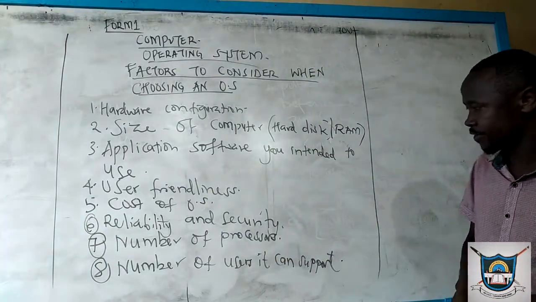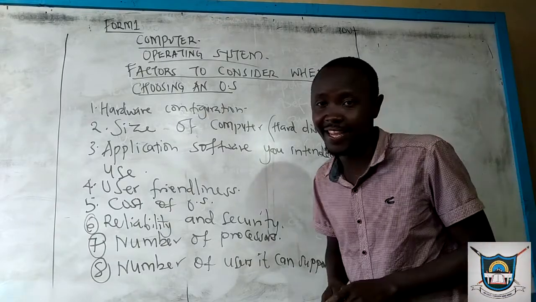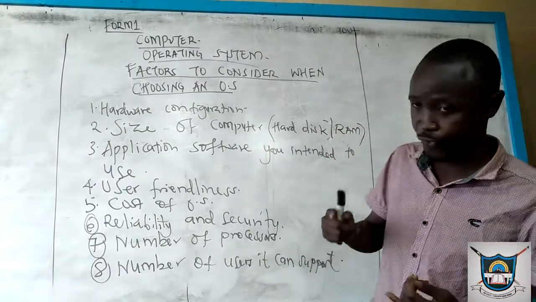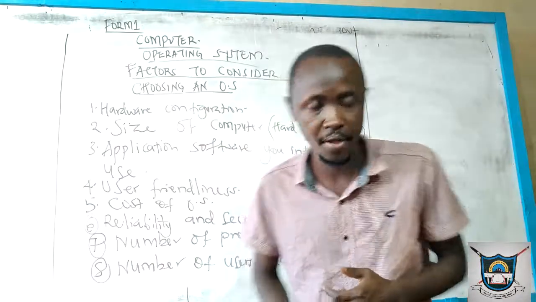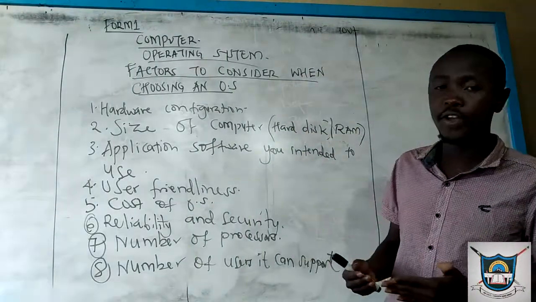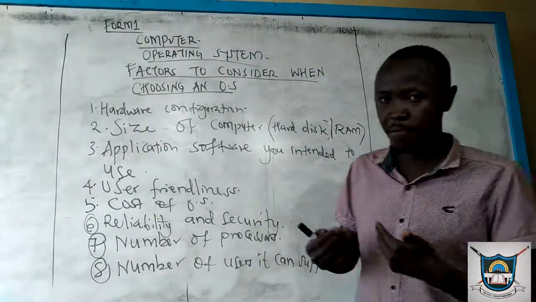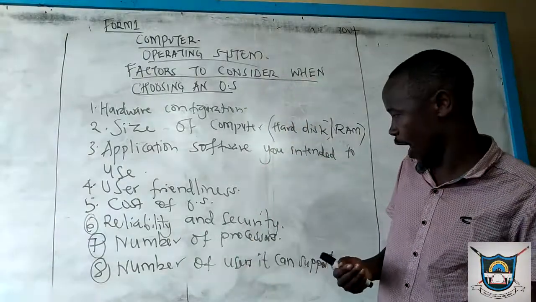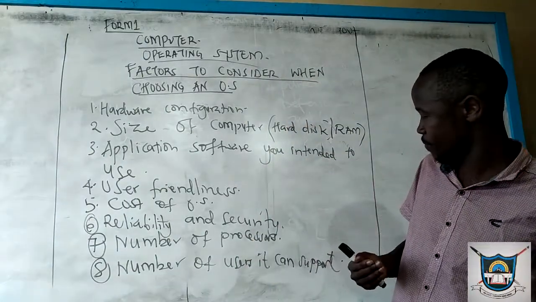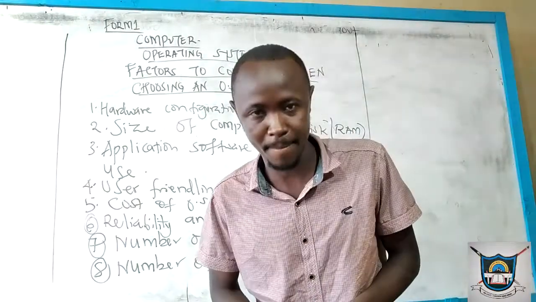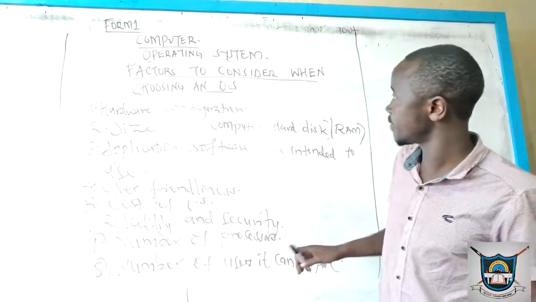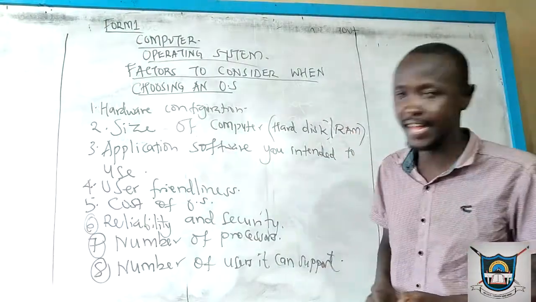And last but not least, the number of users it can support. We talked of single user and multi-user. So if, for example, the computer is to be used by many people, it is good to install an operating system that can be used by more than one person. And that is the end of our lesson.